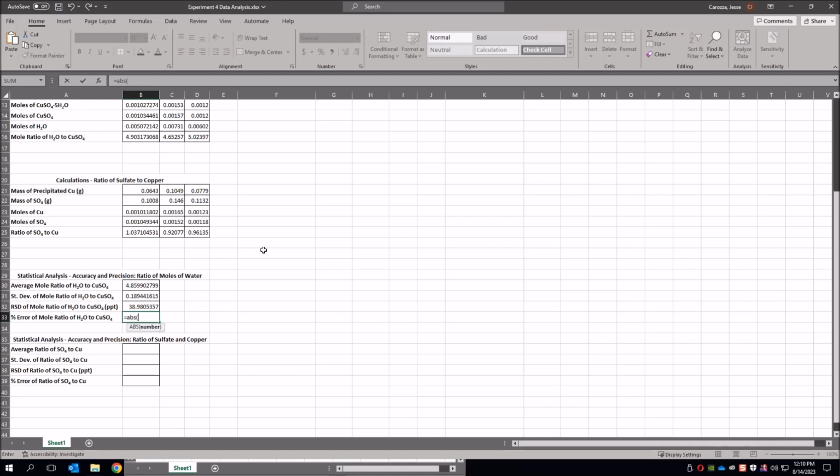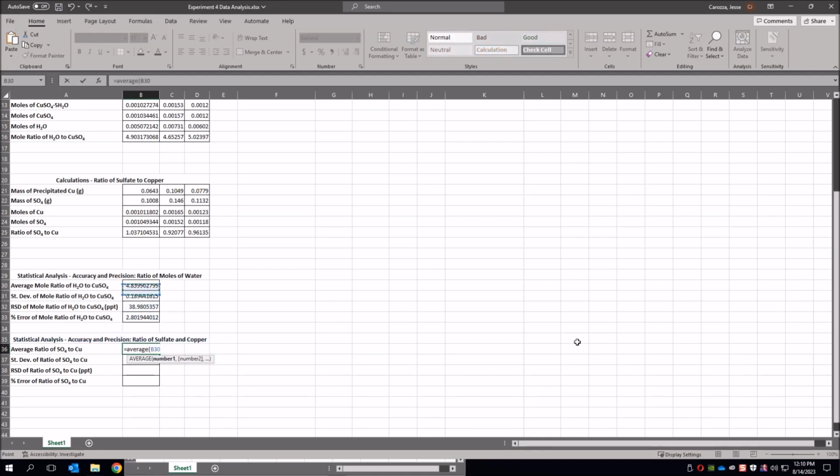In this case, we take our experimental value, which is our average, and we subtract from that the expected value. This is the ratio of water to copper sulfate in copper sulfate pentahydrate. Remember, penta means 5, so our expected value is 5, and then we divide by the expected value, multiply by 100, make it a percent. And so we're 2.8% off. For what this experiment is, that's very good. That's a 97.2 on your test. So, not much to complain about there.